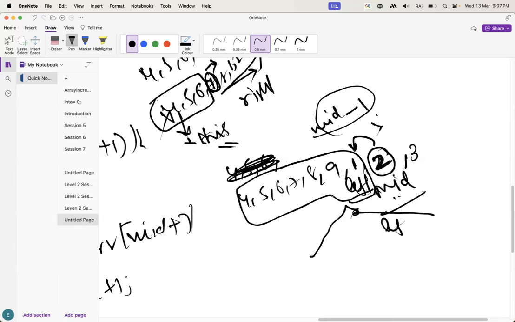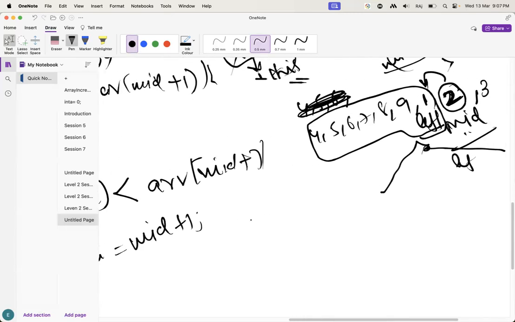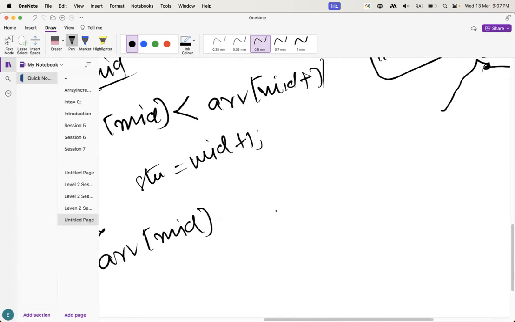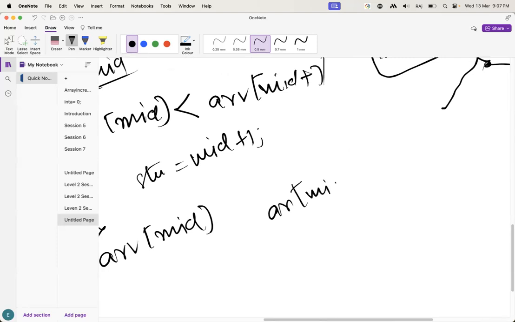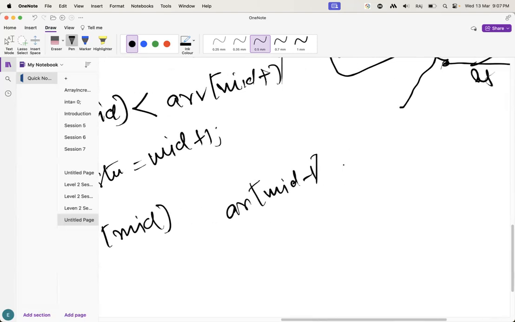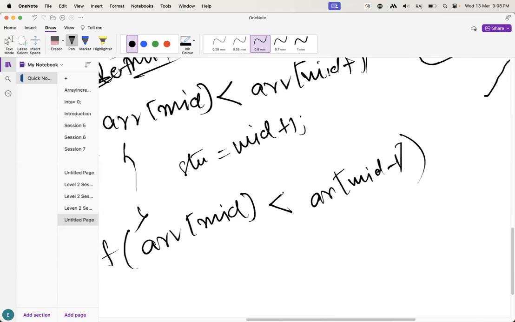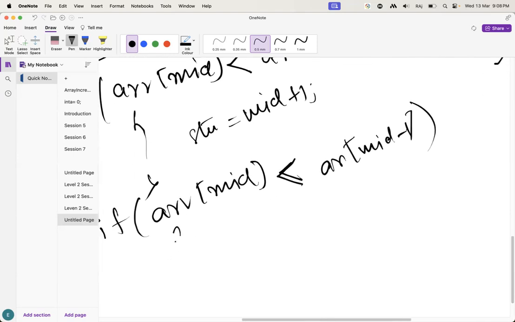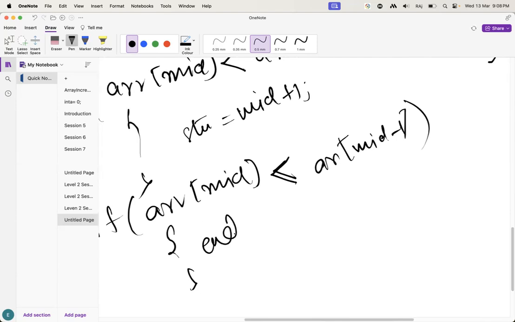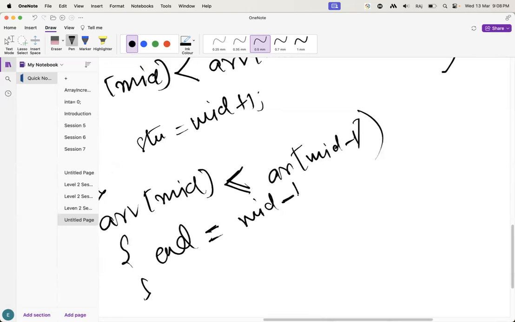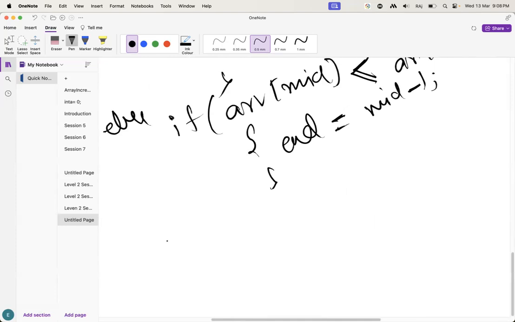Guys, please let me know. Yes. So that's why we have to compare array of mid with array of mid minus 1. If the mid minus 1 value is greater, in this case what will happen, guys? End equal to mid minus 1. Guys, understand how we have implemented this one?